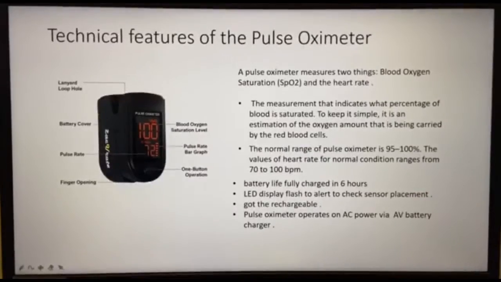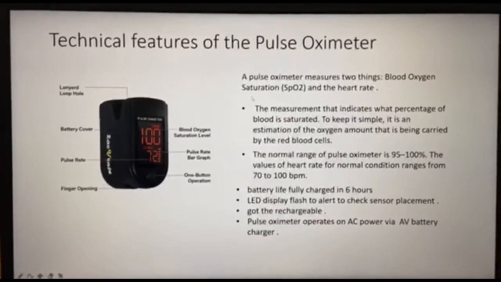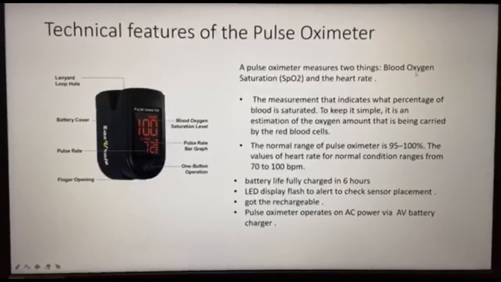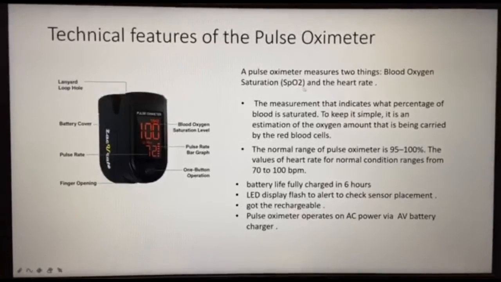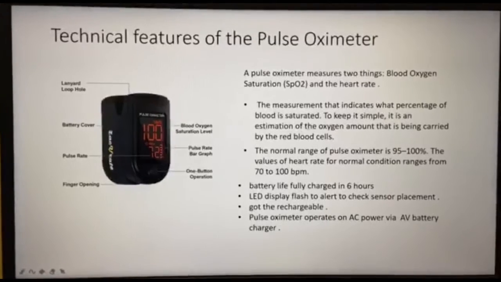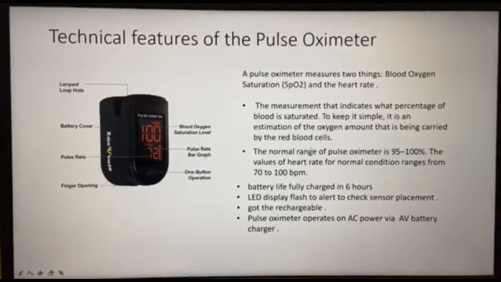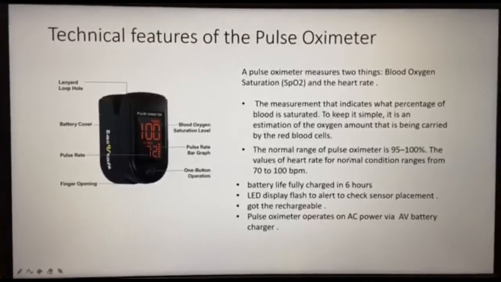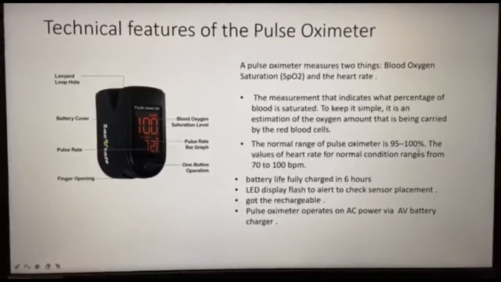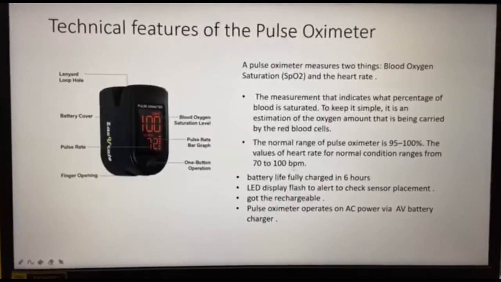Okay, so the technical features of the pulse oximeter: the pulse oximeter measures two things, which are blood oxygen saturation (SpO2) and the heart rate, to estimate the amount of oxygen that is carried by the red blood cells. The normal range of SpO2 is 95 to 100%. For the heart rate, the normal range is 70 to 100 bpm.